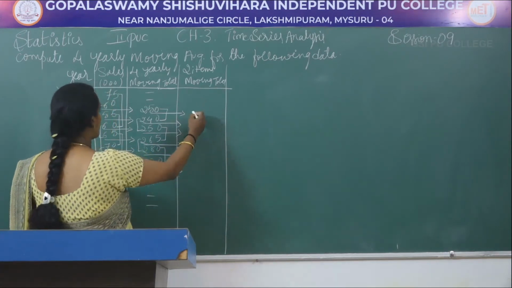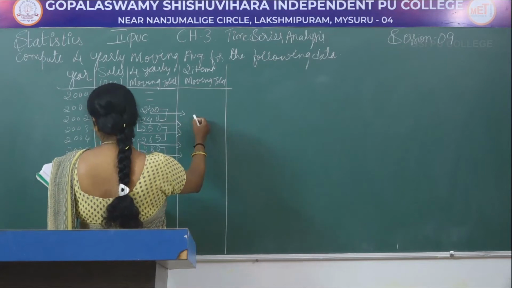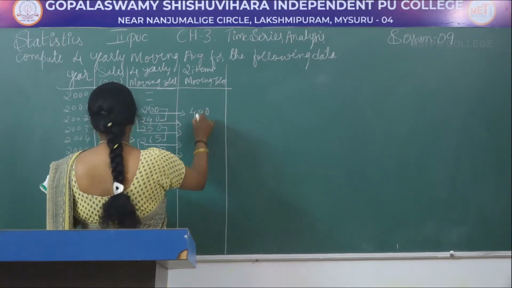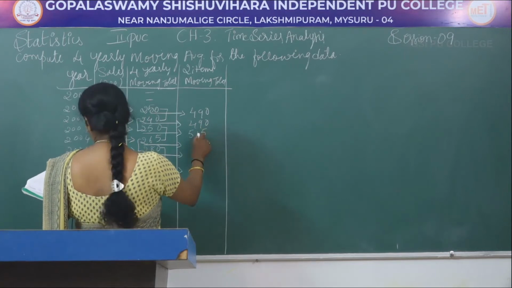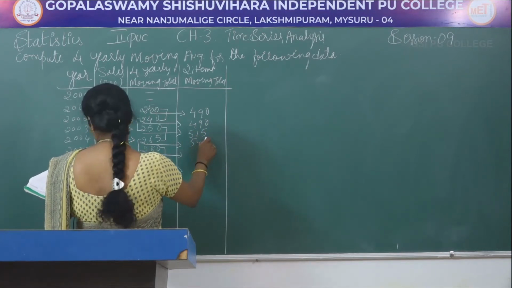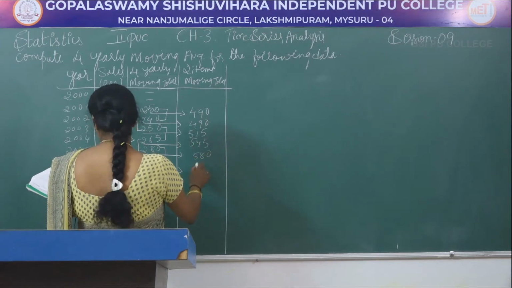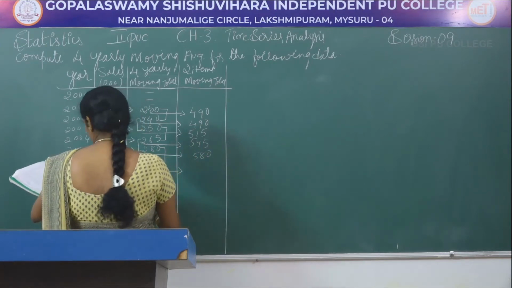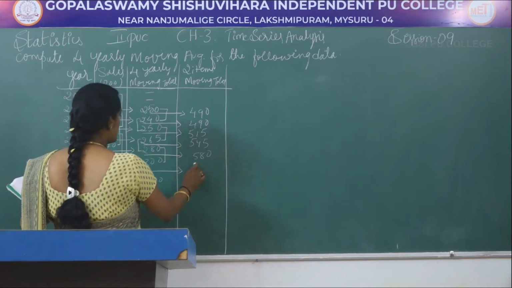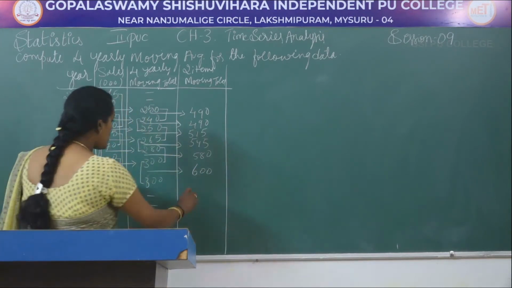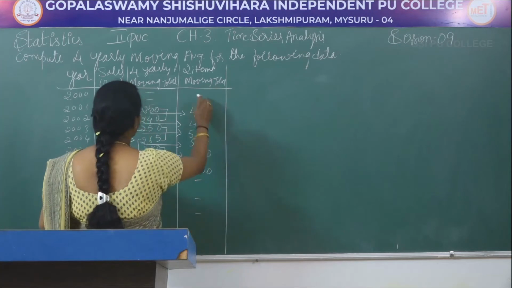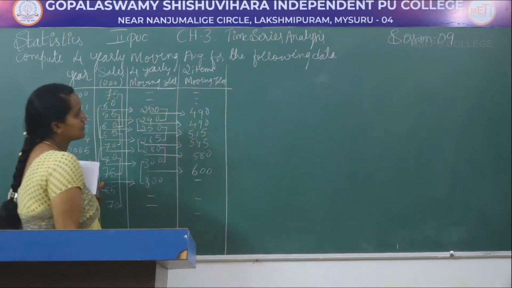So now you have to write the total. It is 490, 490, 515, 545, 580, and the last one is 600. So now you will get the clear positions.